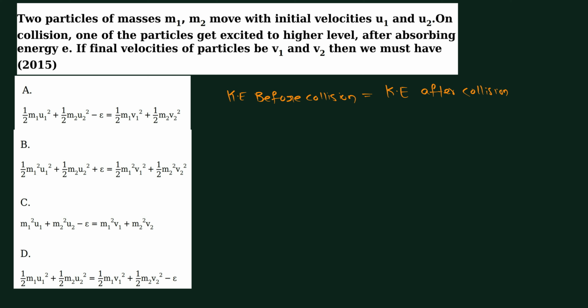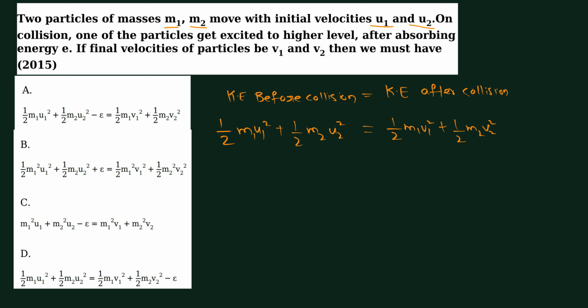Kinetic energy before collision: both particles have masses m1 and m2 and move with velocities u1 and u2. The kinetic energy formula is half m u square, right? Half m1 u1 square plus half m2 u2 square, which is equal to half m1 v1 square plus half m2 v2 square.